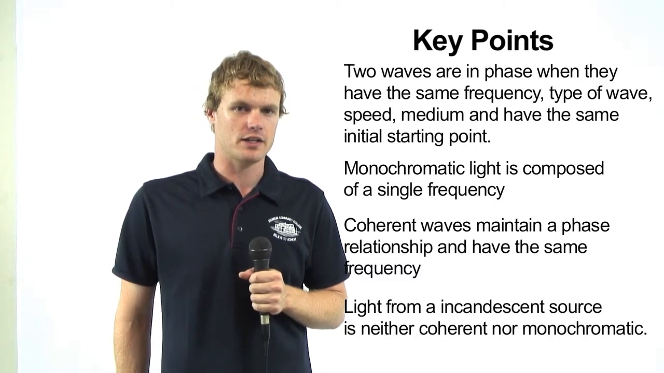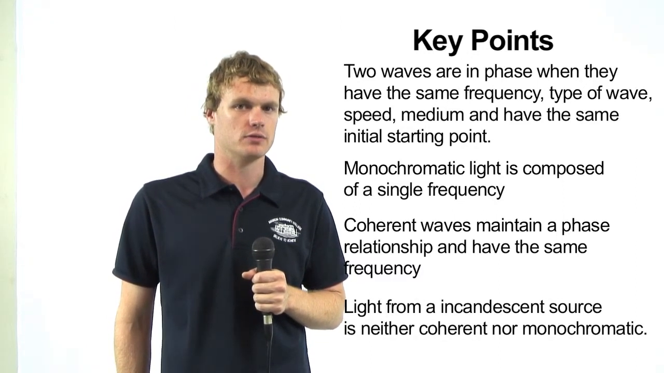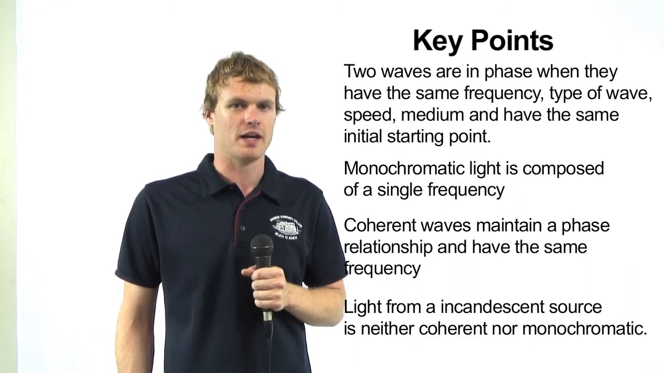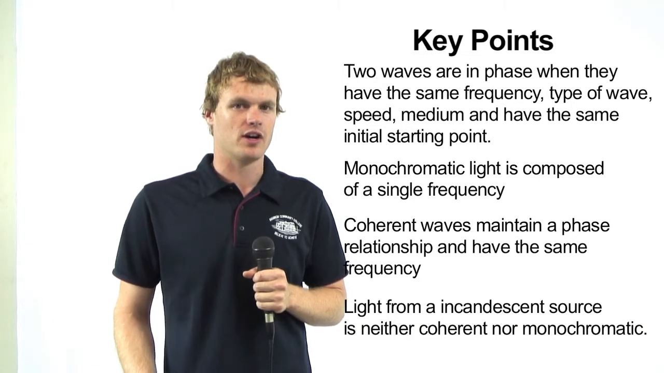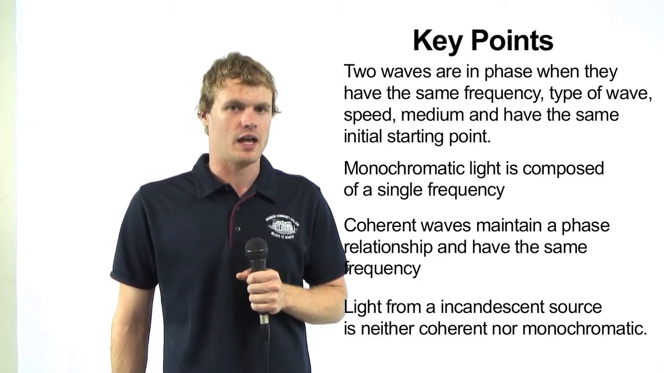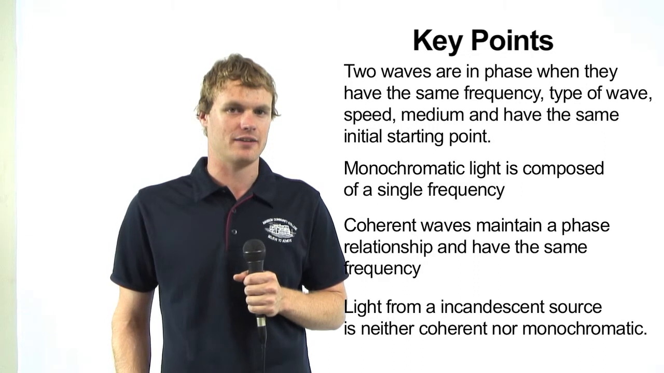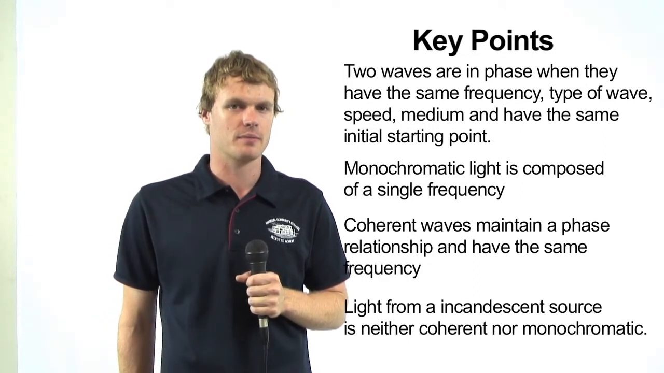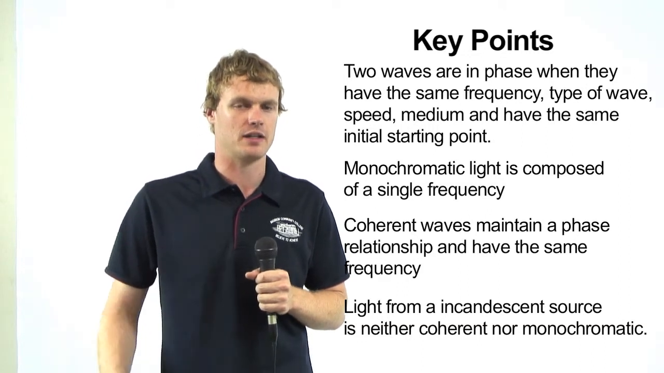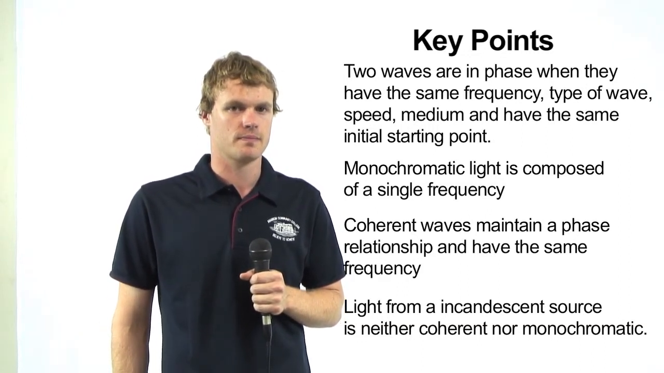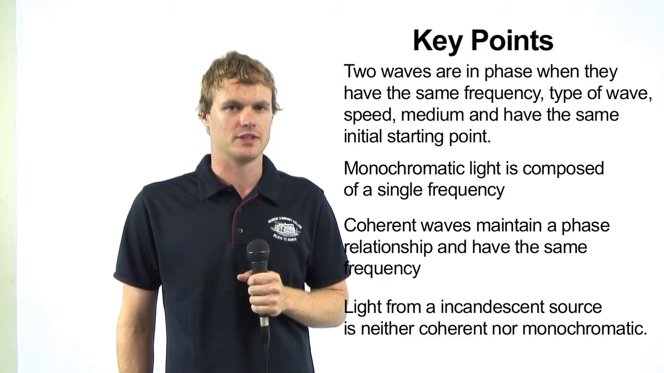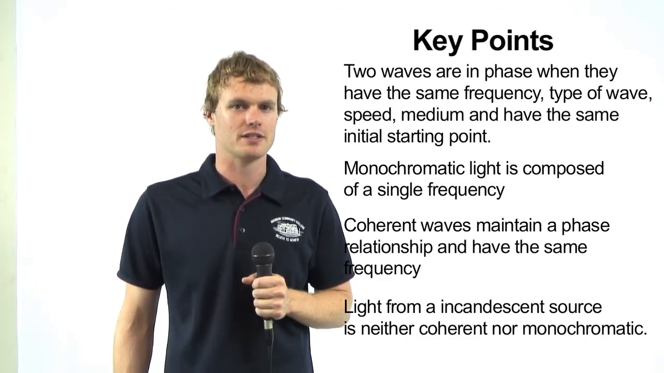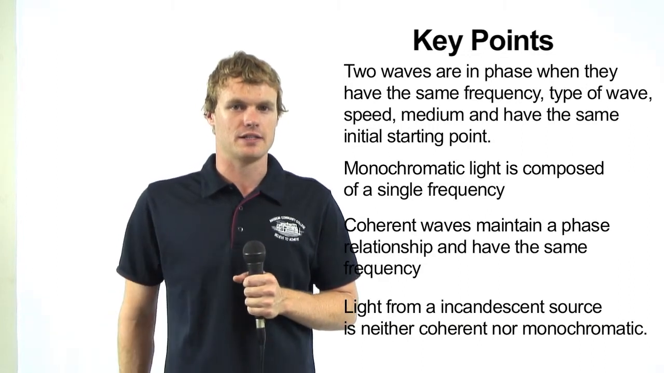An incandescent light source is neither coherent or monochromatic. This is because the molecules that make up an incandescent light source vibrate independently of each other and produce wavelengths which are going to have slight differences between each other. So we get a range of frequencies being produced from heating up an incandescent source. So that is it on phases, monochromatic light, coherent and incandescent light sources.